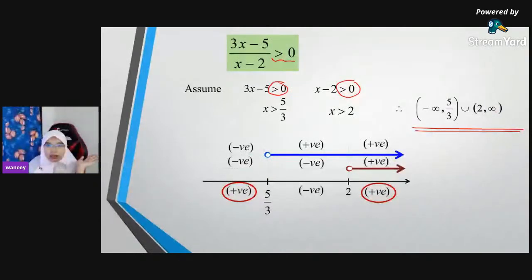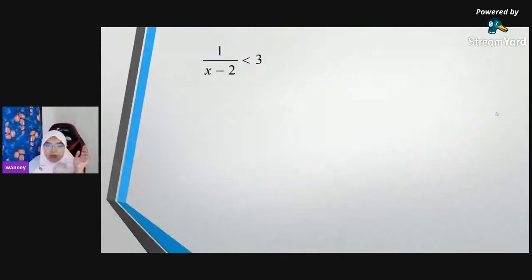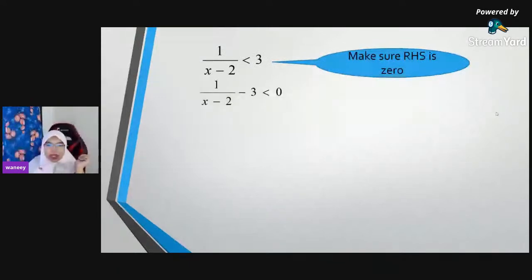Okay, next. So this is on the right hand side. We have 1 over x minus 2 less than 3. So do make sure the right hand side is 0. So I have to bring 3 to the left hand side. And then change everything into a single fraction.